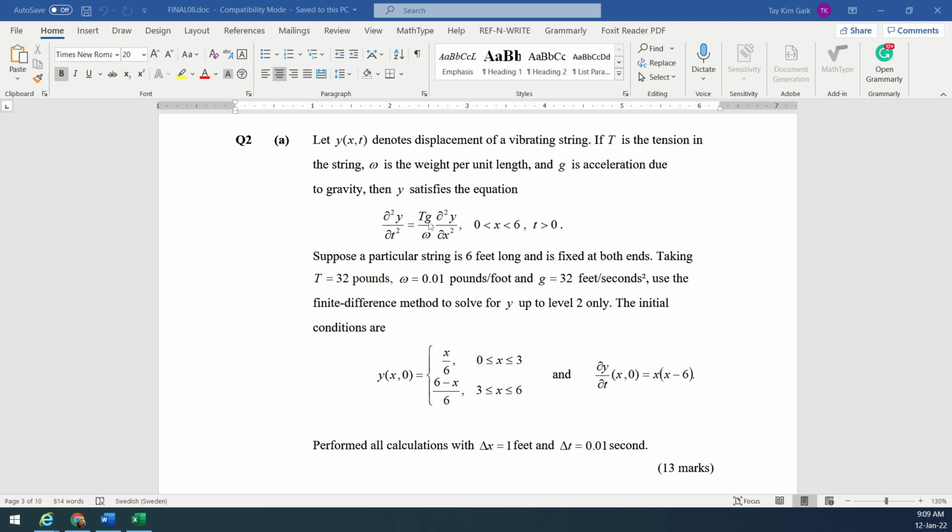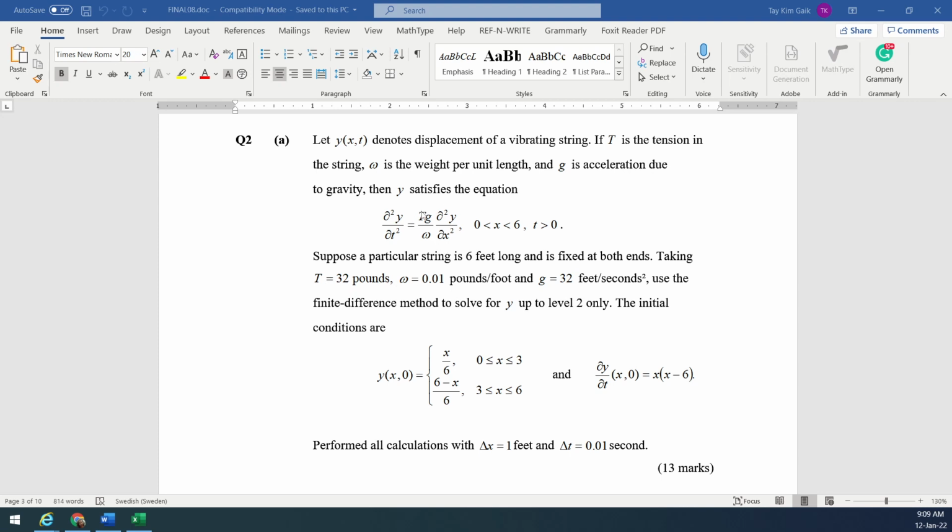They do not use the SI unit, they use 32 feet per second squared as the gravity force. And then x from 0 to 6 where t is positive. Suppose a particular string is 6 feet long, that's why x is from 0 to 6, and is fixed at both ends, taking T equal to 32 pounds.